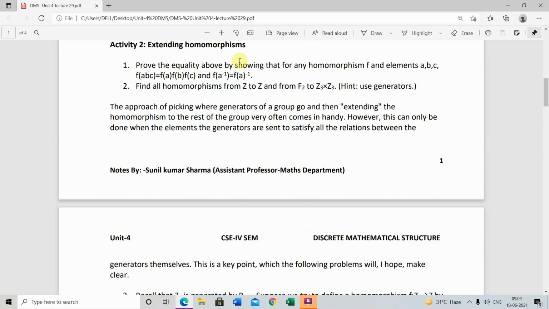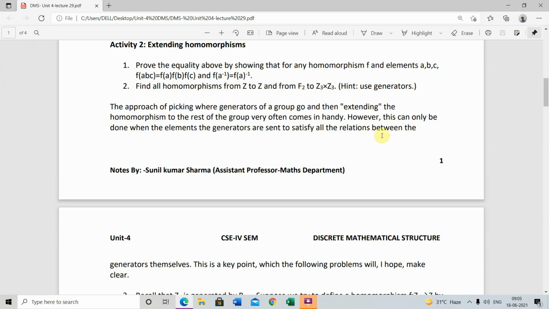Activity second: extending homomorphisms. Prove the equality above by showing that for any homomorphism f and elements a, b, c, f(abc) equals f(a) f(b) f(c), and f of inverse equals inverse of f. Find all homomorphisms from Z to Z and from Z to Z3 cross Z3. Use generators. Hint: the approach of picking where generators of a group go and then extending the homomorphism to the rest of the group very often comes in handy.